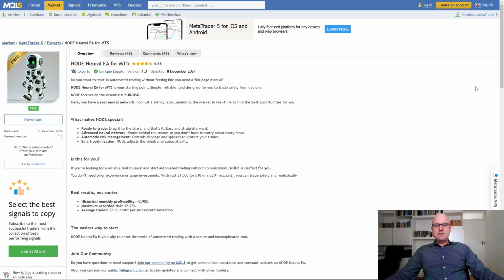Now, this one uses a true neural network to determine when to enter and exit the market. It comes as a ready-to-trade system, meaning you can simply drag it to the chart and immediately start using it. It uses an advanced neural network system. It has its own risk management built in, and it's done through smart optimization.